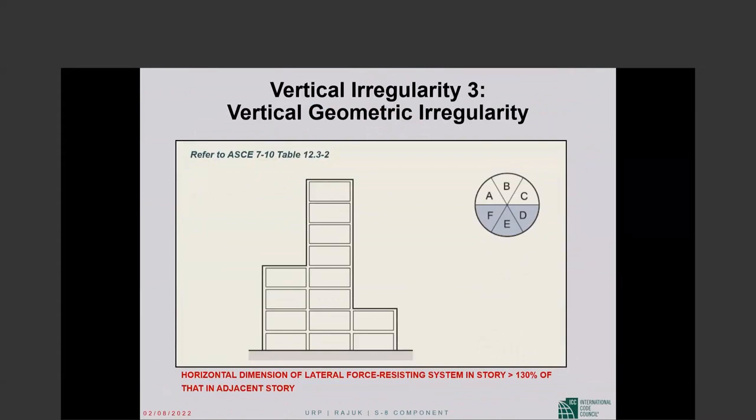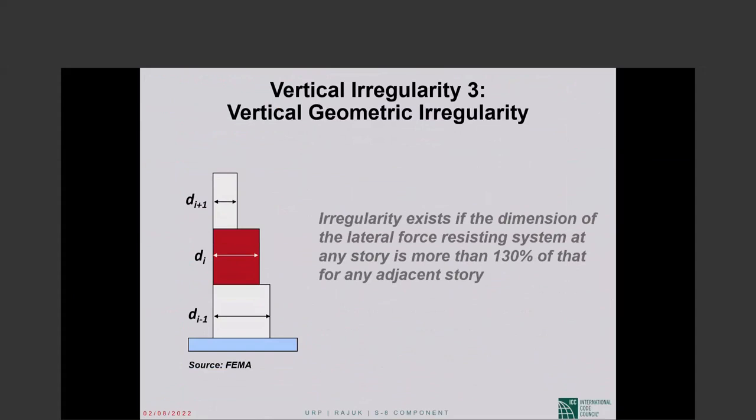Vertical type 3, vertical geometric irregularity. Horizontal dimension of lateral force resisting system, not the building plan, the lateral force resisting system, that is important. So horizontal dimension of lateral force resisting system in a story is larger than 130% of that in the adjacent story. So if this is more than 130% of that, then this will be triggered, vertical type 3. This is PIMA's rendition. Okay, same thing.